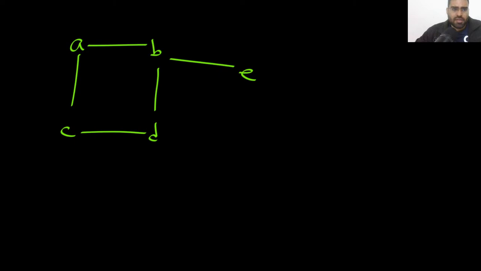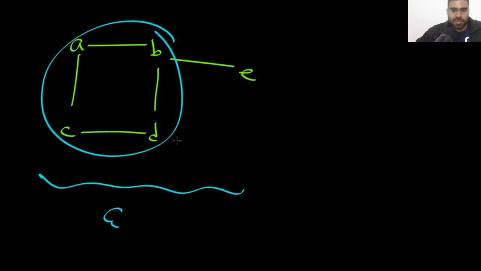Consider this graph, A, B, C, D, E. Consider this graph and tell me, is this a connected subgraph? Can I say this is a connected subgraph? Like, this is your G. Can I say this is a connected subgraph? Yes, this is a connected subgraph, but this is not maximally connected. Yes or no?